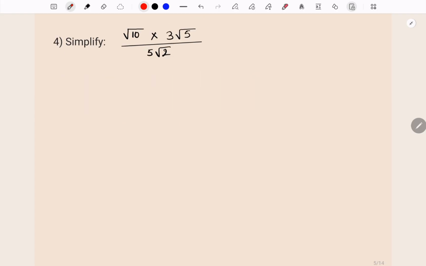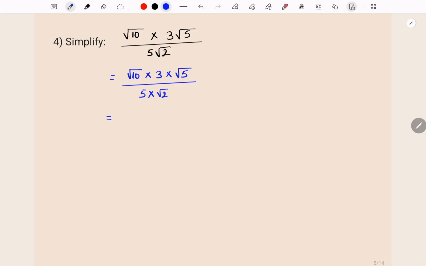Now moving on to the next question. Here we need to multiply and divide some surds. Let's see how we can solve this. Okay, so here in the numerator we have root 10 times 3 root 5. So I can just simply write it as root 10 multiplied by 3 multiplied by root 5. Alright, and in the denominator I can write 5 root 2 as 5 times root 2.